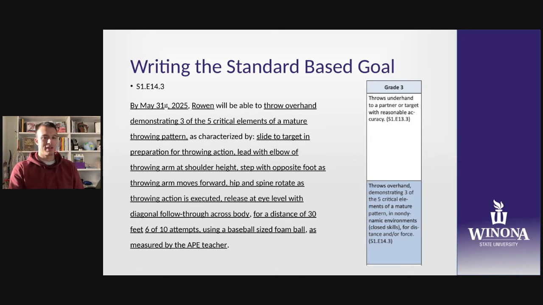So this is my example. Everything that you see that is underlined is fulfilling one of those 6 things.